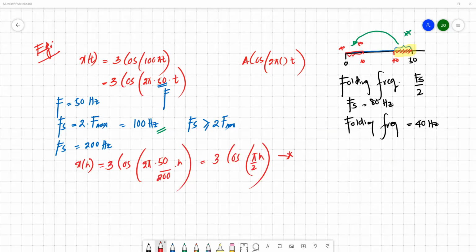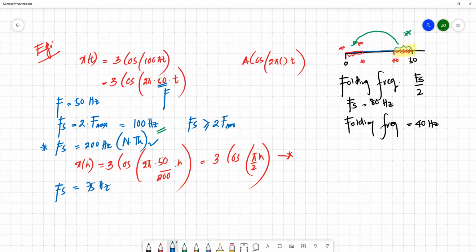Okay, so next, set your sampling frequency to 75 hertz. Previously it was 200 hertz, which exactly matches the Nyquist theorem. So here we select the sampling frequency to satisfy the Nyquist theorem.